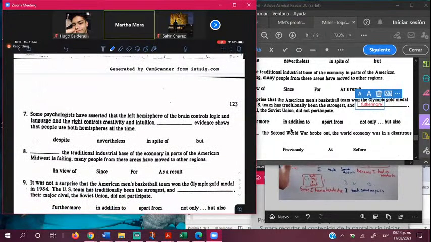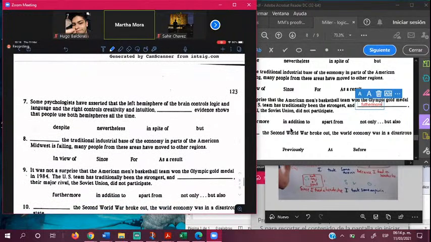Number 7, Pauline. Some psychologists have asserted that the left hemisphere of the brain controls logic and language, and the right controls creativity and intuition. But evidence shows that people use both hemispheres all the time. But does everybody agree? Yes. We have a very long and formal sentence, but we have a comma that we cannot use nevertheless. Okay? Good.